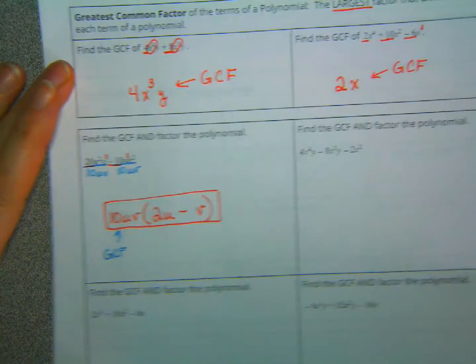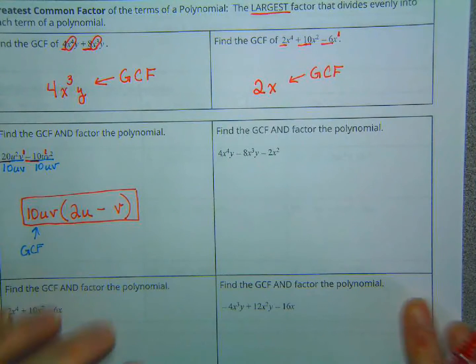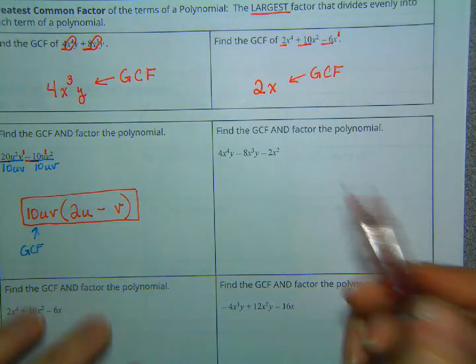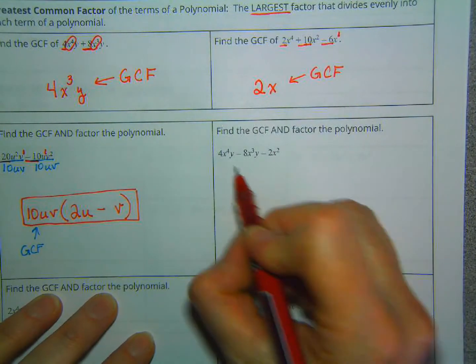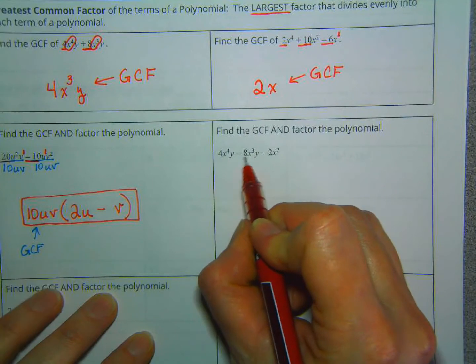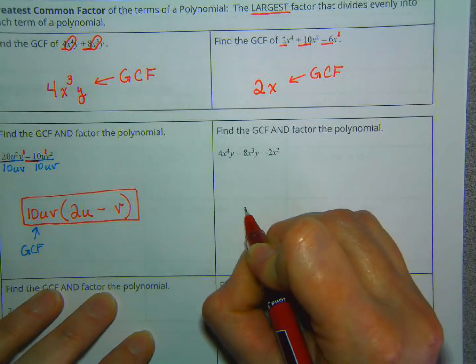Moving on to the next problem. First, we want to find our greatest common factor. The greatest common factor is going to be, let's see, 4 and negative 8 and negative 2. We want to factor a 2 out of there.